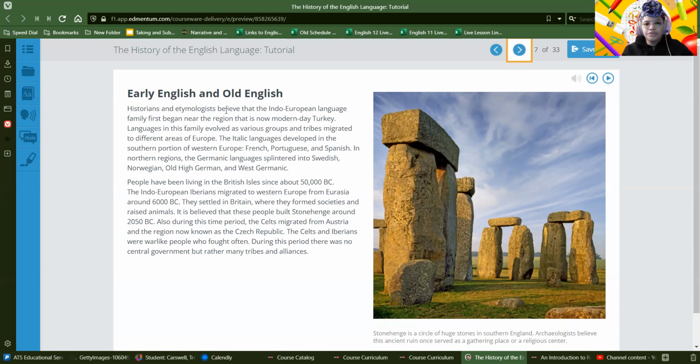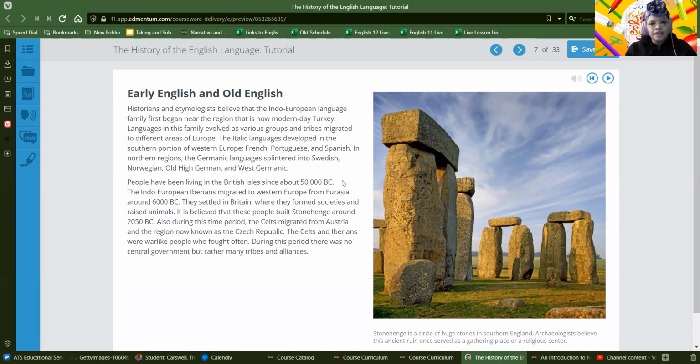So they give you some history here, and it's important to put these things in your notes because you may get a question. For example, people have been living in the British Isles since about 500,000 BC. That's a long, long time ago. So you might get a question that says, how long have the Indo-Europeans, who were the forefathers of English, lived in the British Isles? And they'll give you a bunch of numbers you'll have to pick from.